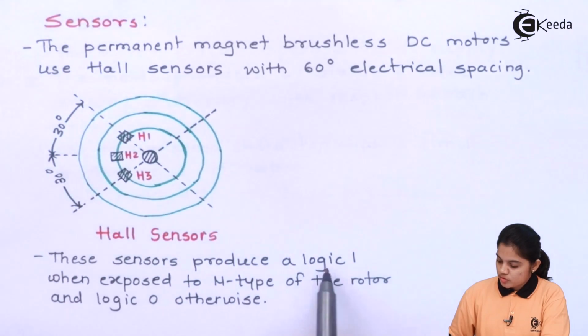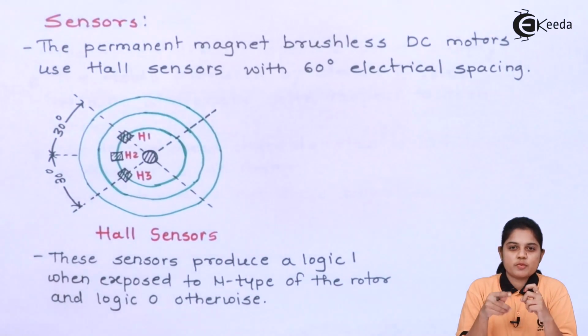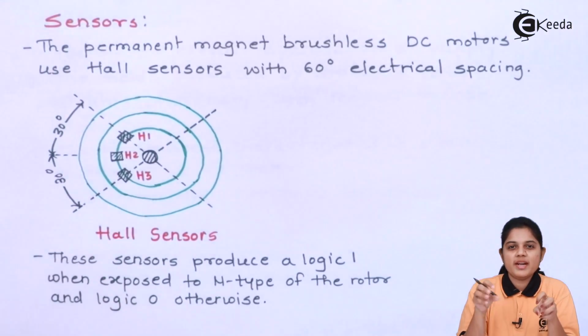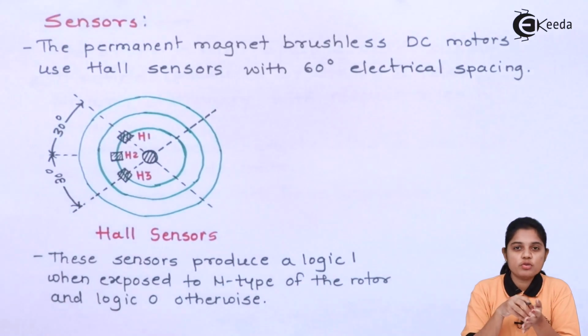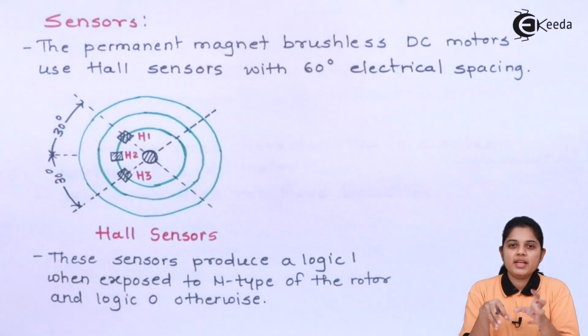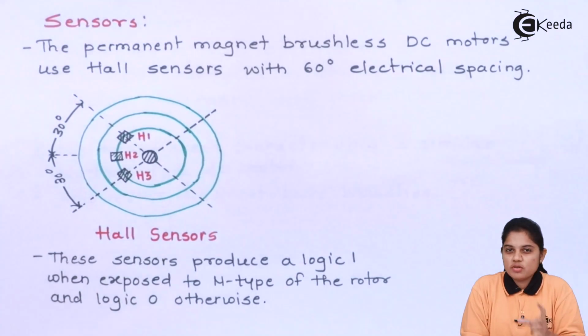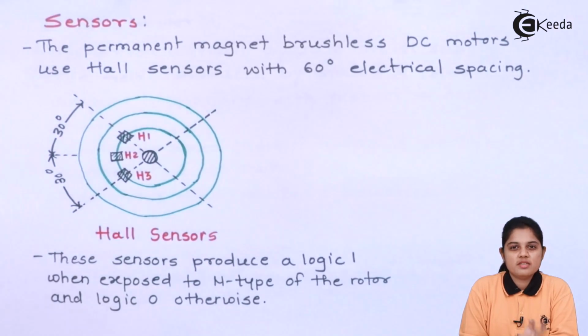The sensors produce a logic 1 when they are exposed to the N pole of the rotor and logic 0 otherwise. Whenever a rotation takes place, it produces an N pole and an S pole. Whenever the sensors are exposed to the N pole, they produce 1. But if they are exposed to the south pole of the magnet, because it is a magnet and should have 2 poles, then they produce logic 0.